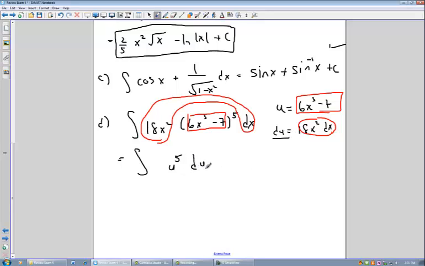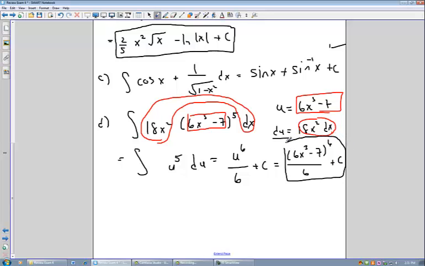And so what you did is you took this sort of complex problem and transformed it into this simpler problem using substitution. And now you can integrate a power of u. You add 1 to it and divide by it, plus c. And so this is equal to, plug back in for u in terms of x, 6x cubed minus 7 to the 6 divided by 6, and all plus c. And so that's my final answer for D.